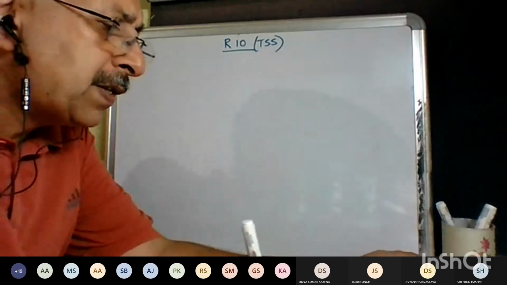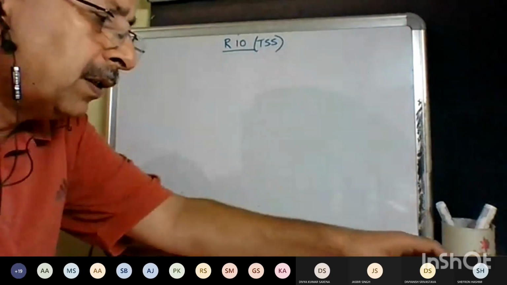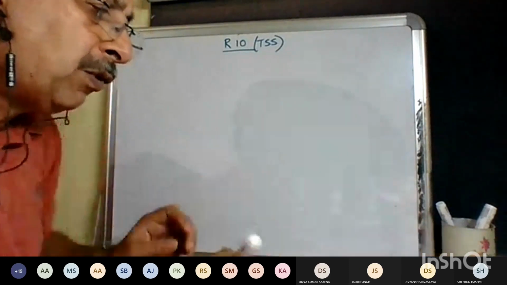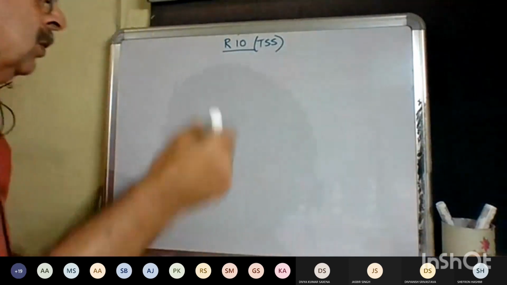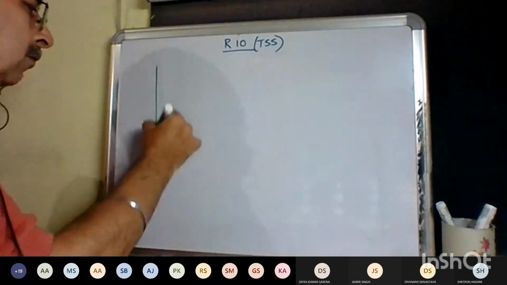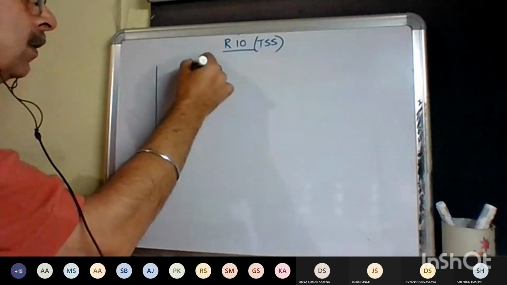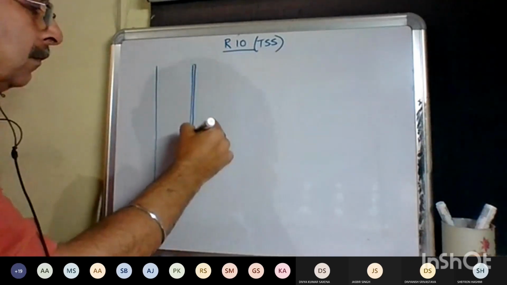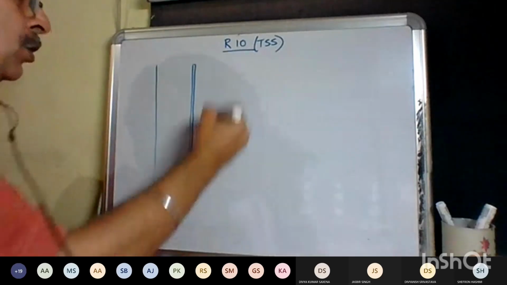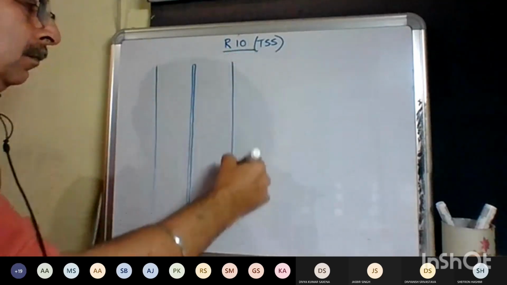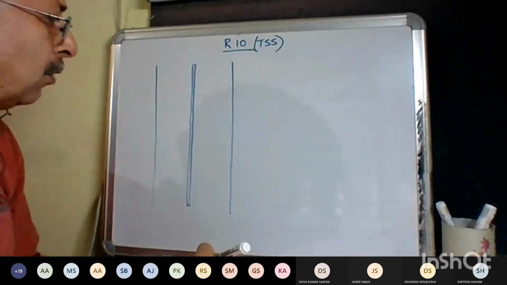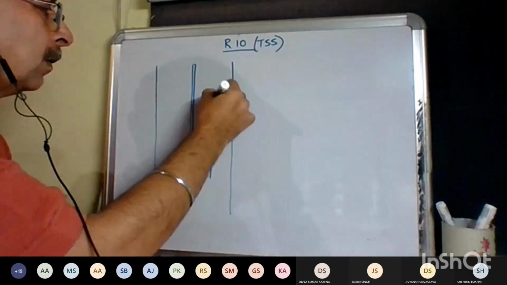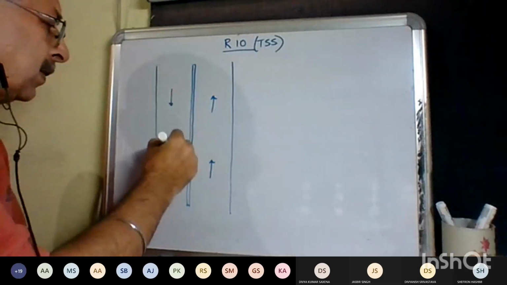A vessel using a TSS shall proceed in the appropriate traffic lane in the general direction of the traffic flow for that lane. So, this is a TSS. This is a separation zone. This is the outer limit. This is the general direction, like this.